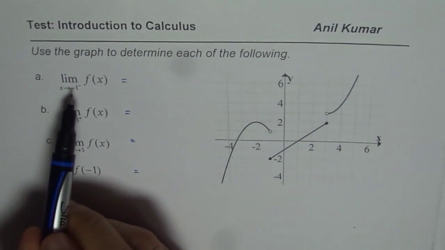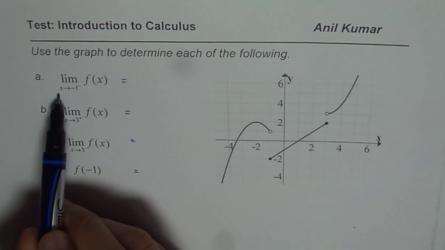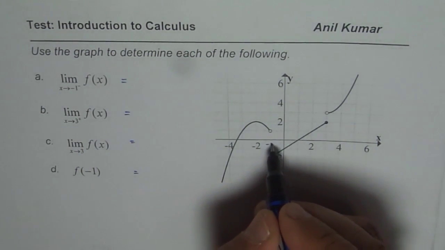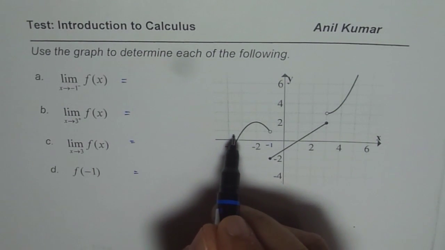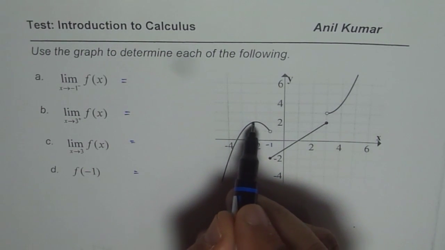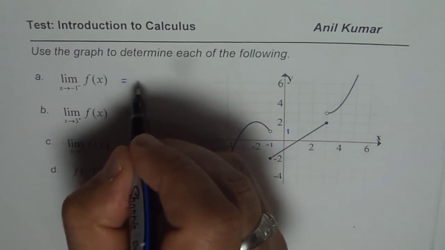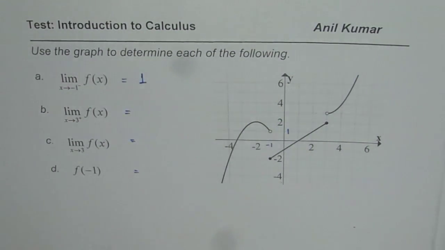So first one is the limit of the function when x approaches minus 1 from the left side. So here is minus 1 for us. And if we are approaching from the left side, we hit this graph, and so we follow this path and reach this point, which is 1. So the limit is 1 for us.